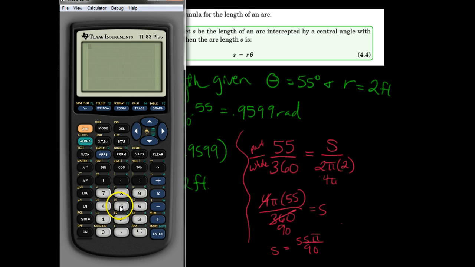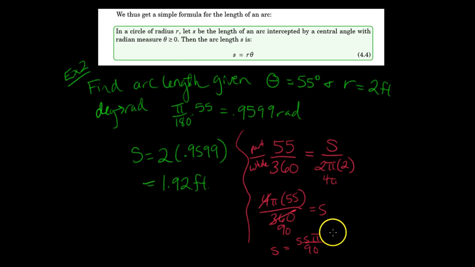So if we have 55 times pi divided by 90, we get 1.919, so 1.92. That's what we had before, 1.92 feet. So that's exactly the same answer. I don't know why, but I prefer this way because then it's less memorizing in my opinion. The only thing you have to know is the circumference of a circle and then the part of the whole thing.